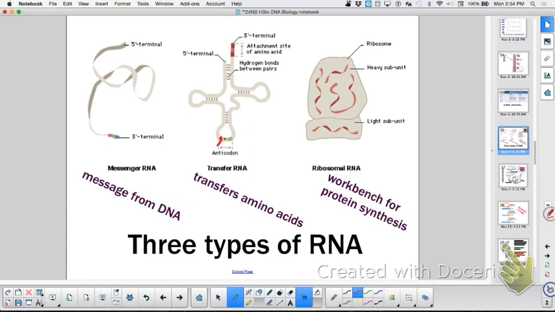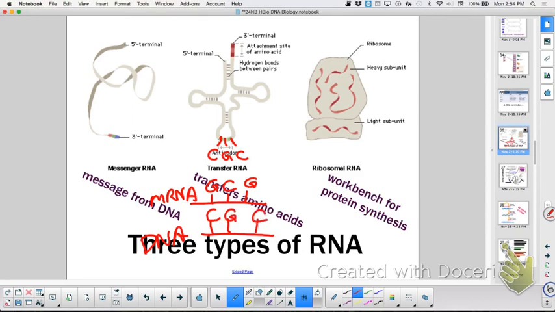So if this anticodon right here is CGC, then the mRNA it would land on would have to be what? GCG. And if this is the mRNA, what was the DNA that coded for it? C. Do you get that?